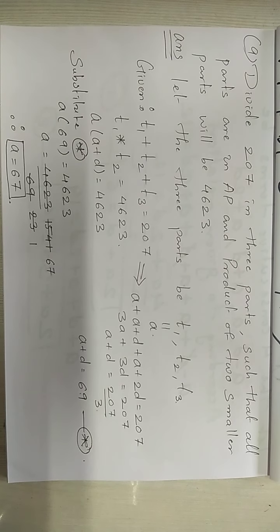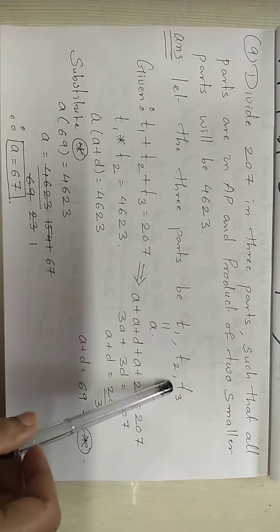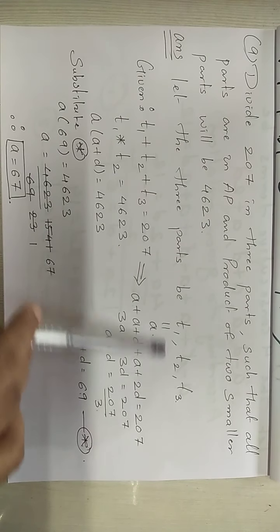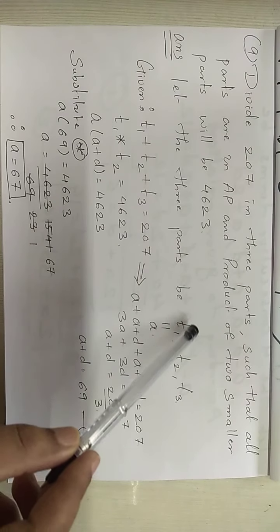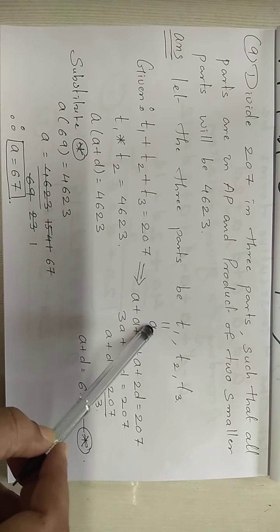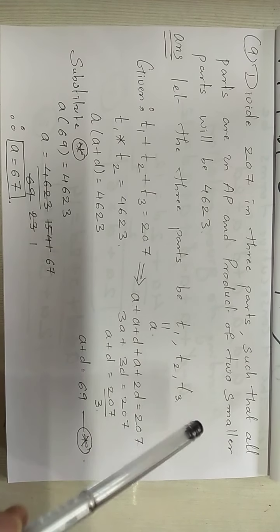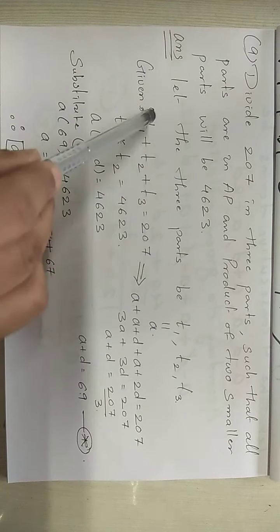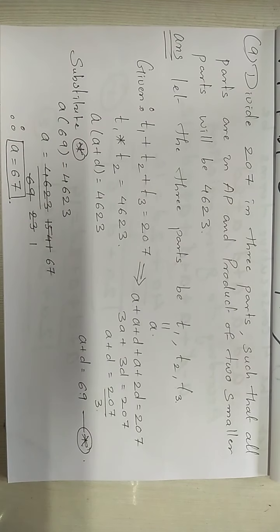Now since they are telling us to divide 207 in 3 parts, let's call those 3 parts T1, T2, T3, because they are saying it should be in AP. T1 will also be called A. Now it is said that 207 is divided in 3 parts. That means the addition of T1, T2, T3 should be 207.